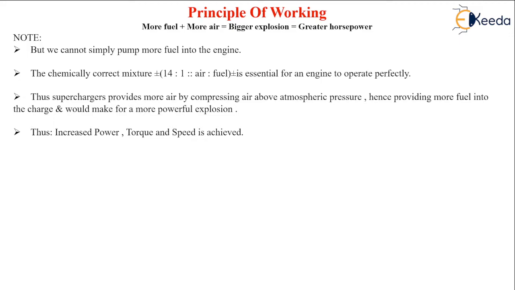There are certain points that we need to consider: we cannot simply pump more fuel into the engine. This will distort the air fuel mixture. If it becomes too rich, we already know from the air fuel mixture requirements of engines that it will be hard to burn. It will be very difficult to combust a very rich mixture. Therefore, the chemically correct mixture, that is 14 to 1 of air to fuel, is essential for the engine to operate perfectly.